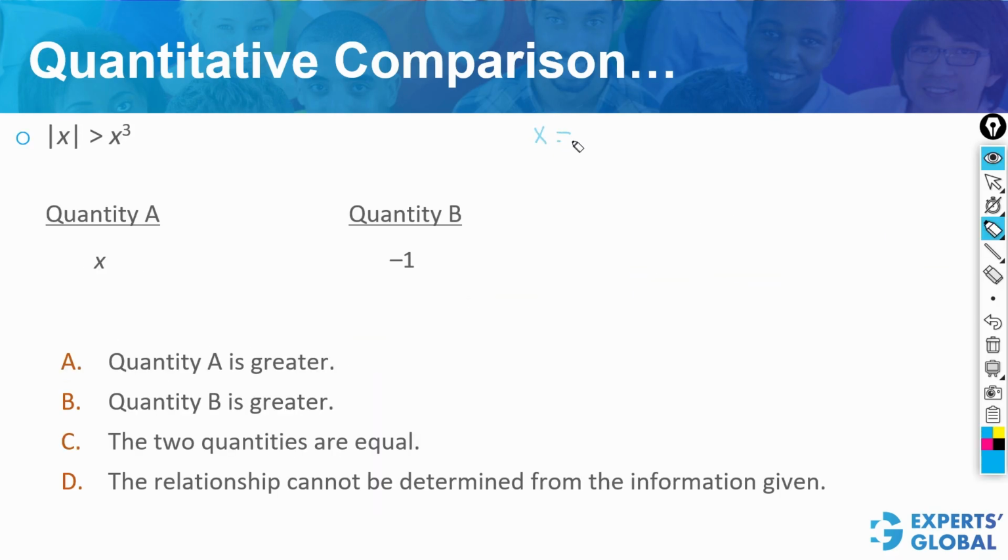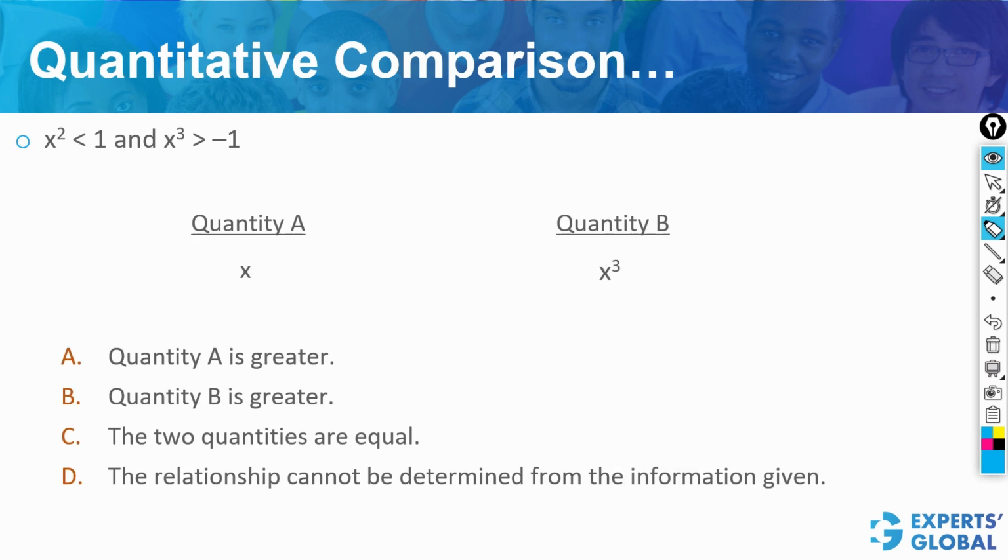When x is a small positive value such as, say, 0.5, the value of mod x is 0.5, the value of x cube is 0.125. This inequality is honored and quantity A turns out to be greater. However, for a value of x such as -10, still this inequality is honored, but in such a case, quantity B is greater. We got contradictory answers. Therefore, D is the correct answer choice.